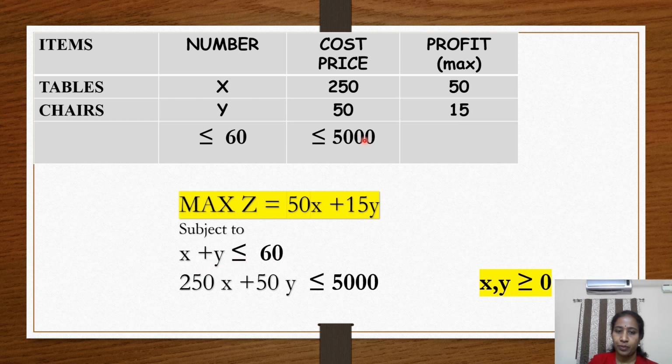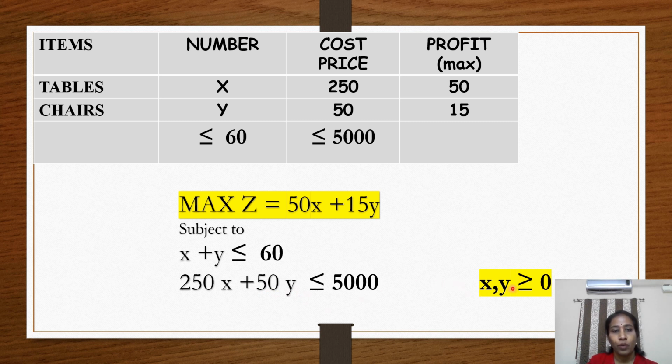Now coming to the cost price, one table costs me 250 rupees. I am preparing X tables. So the total cost is 250 into X. The cost of one chair is 50 rupees, and I am preparing Y chairs, and the total cost price of chairs is 50 into Y. So on the whole, the cost price is 250 into X plus 50 into Y, which should not exceed 5,000 rupees because I have only 5,000 rupees in hand. So 250X plus 50Y is less than or equal to 5,000.